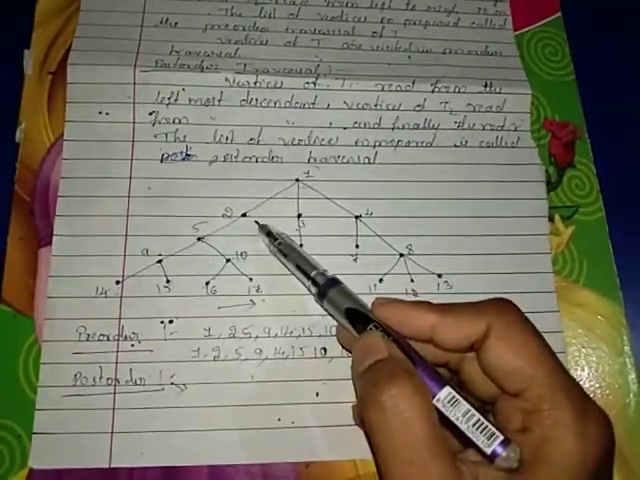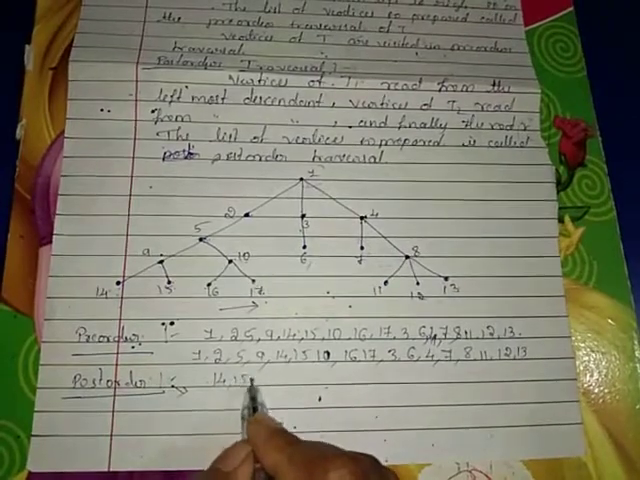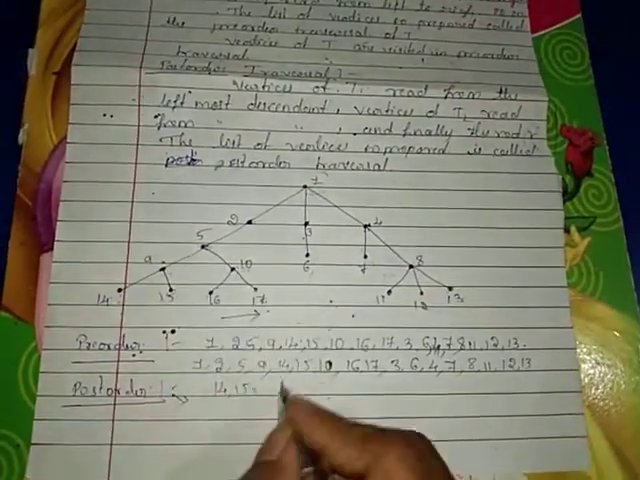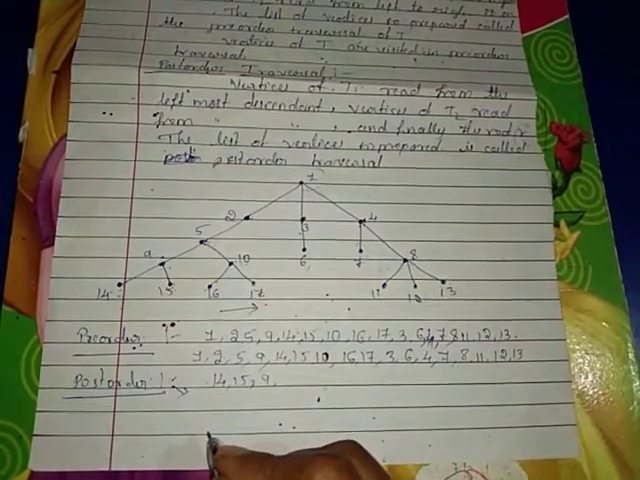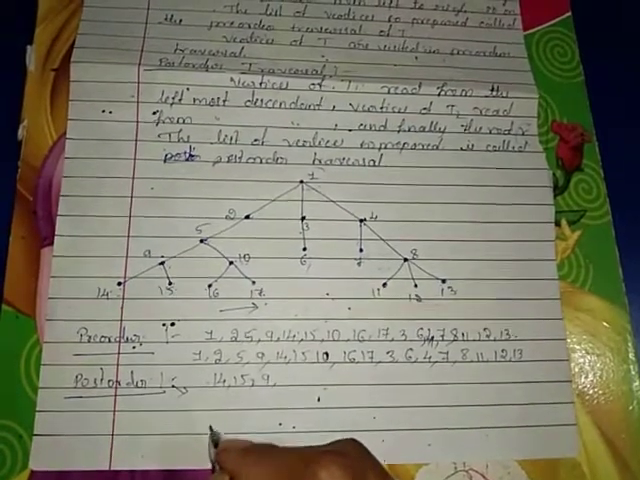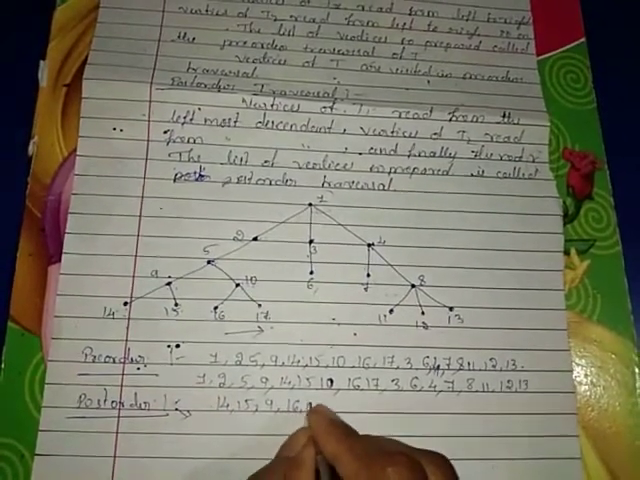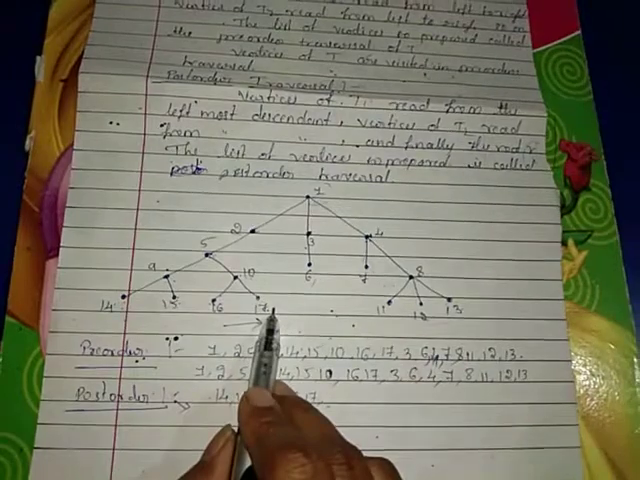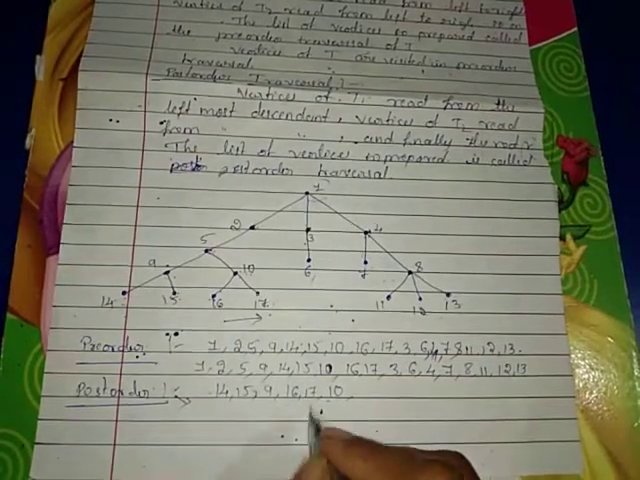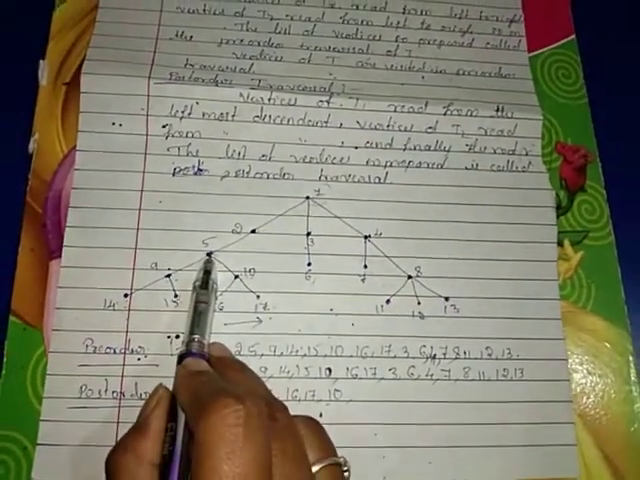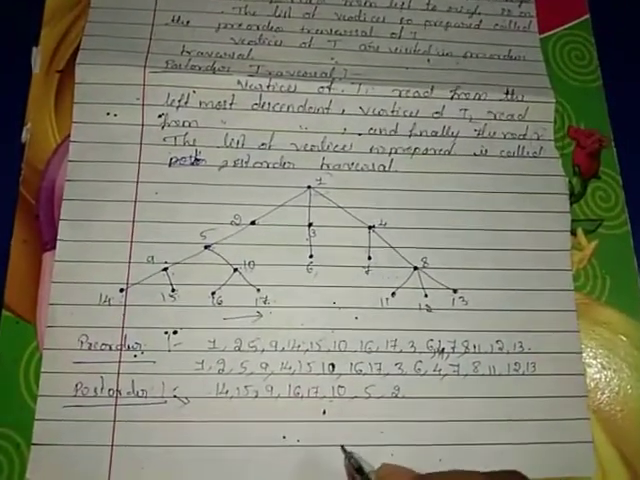Down to upward means first 14 comes. From left to right, 15. As we move up, we obtain the 9. After that, again from left to right, we have 16 and 17. For the 16 and 17, as we move up, we have the 10. As we move up, we have the 5. Again move upward, 2.